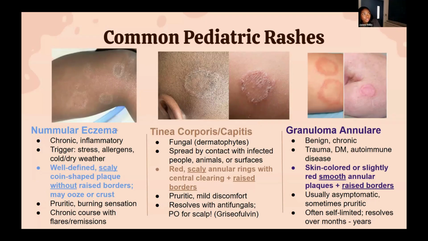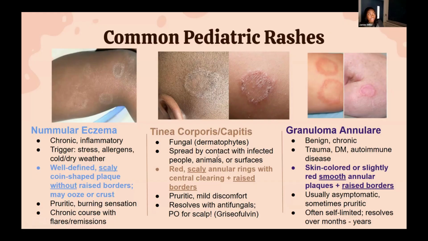So for nummular eczema, usually it'll be chronic. A lot of times if you ask the history, they'll tell you that, oh yeah, they've had it before, and then we do a steroid cream, and then it gets better. But essentially you're looking for this well-defined scaly coin-shaped plaque without any raised borders. So the lesion itself can be slightly elevated, like a plaque, but the border shouldn't really be elevated. I think of it as like a coin.